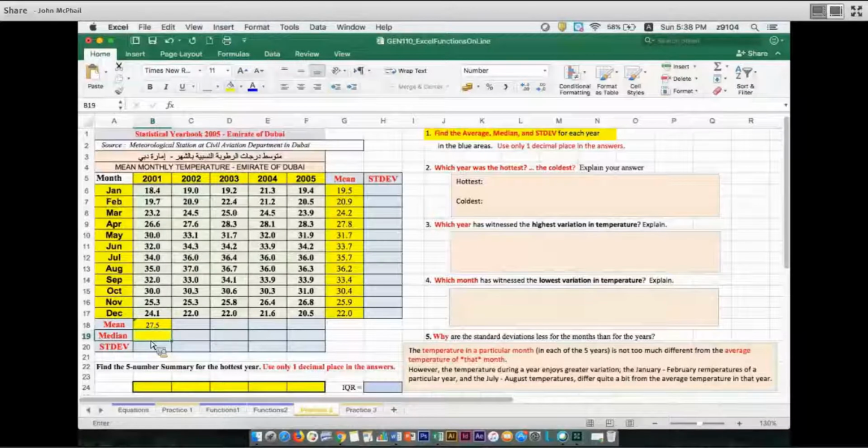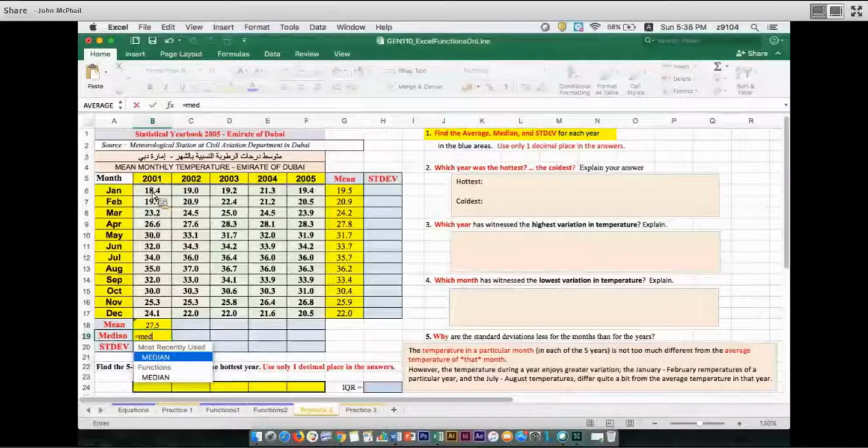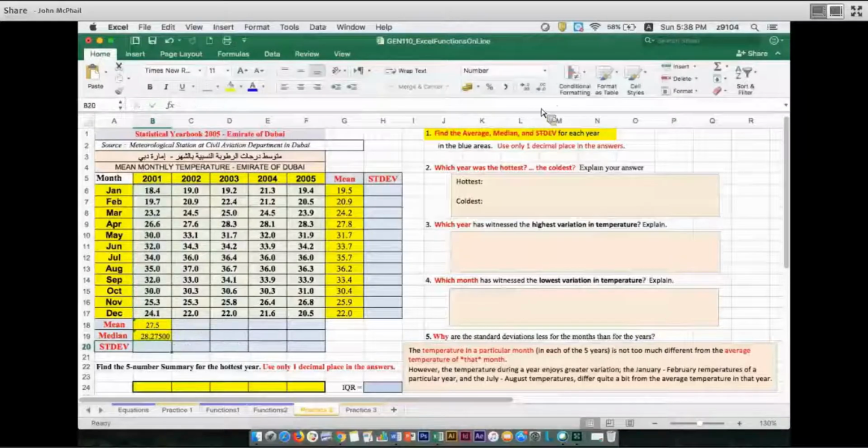The median temperature for the year 2001. Select the function. Supply the data. Be careful not to also select the average temperature. The median temperature, if we chop the decimal places, is 28.3. I may select both of these cells and copy the formulas across to all 5 years.